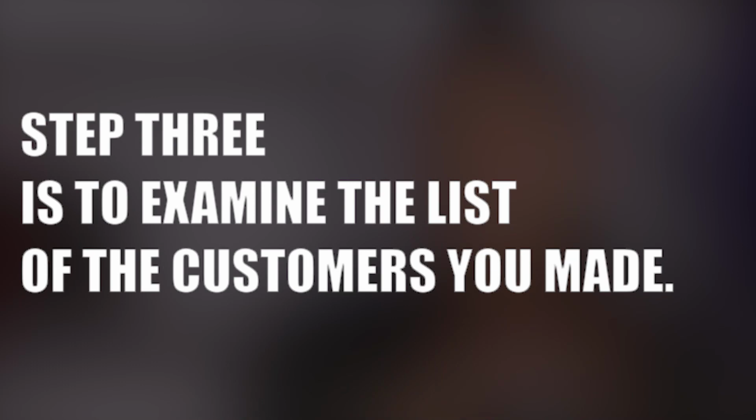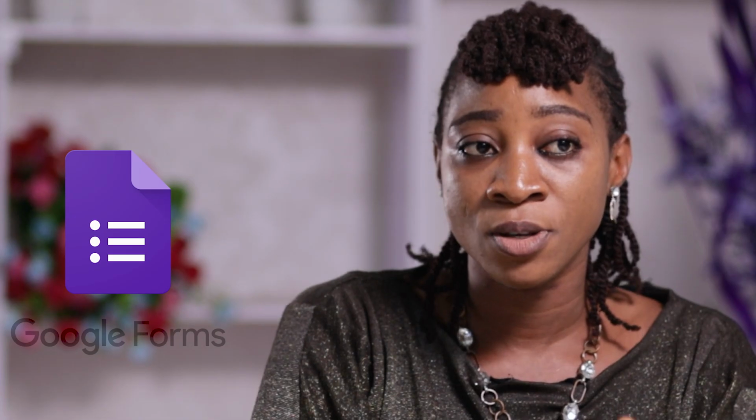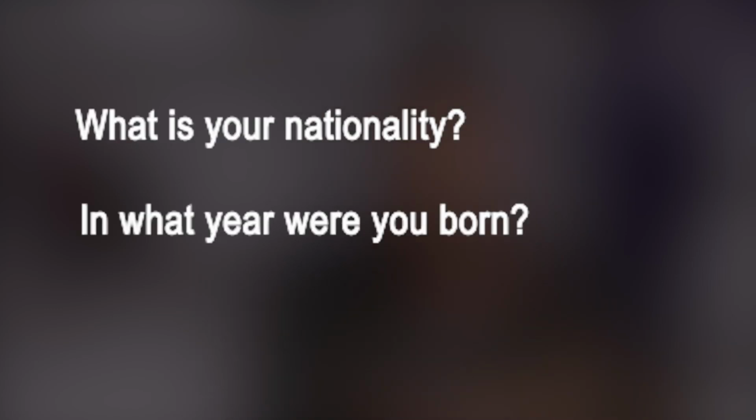Step 3 is to examine the list of the customers you made. While writing out the characteristics mentioned, you will notice that you know more about specific customers than others. Here is where surveys can help fill in the blanks. You can construct a survey on particular customers' characteristics with the help of platforms like SurveyMonkey or Google Forms. For example, the following are examples of the questions that could be included in your survey: what is your employment status, what is your nationality, in what year were you born.